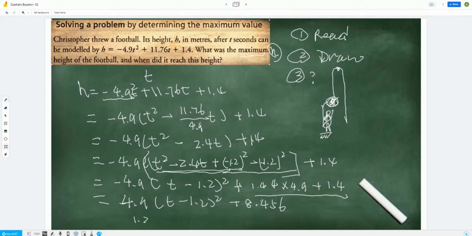Its vertex is 1.2, 8.456. Okay, so 8.456 is the maximum height of the football. So here, maximum, right? And at this time, the time should be 1.2 seconds. So when the ball reaches the maximum height, at that time, the time is 1.2 seconds. Okay, so we solved this problem, right? So the maximum height of the football is 8.456 meters. When did it reach this height? After 1.2 seconds.